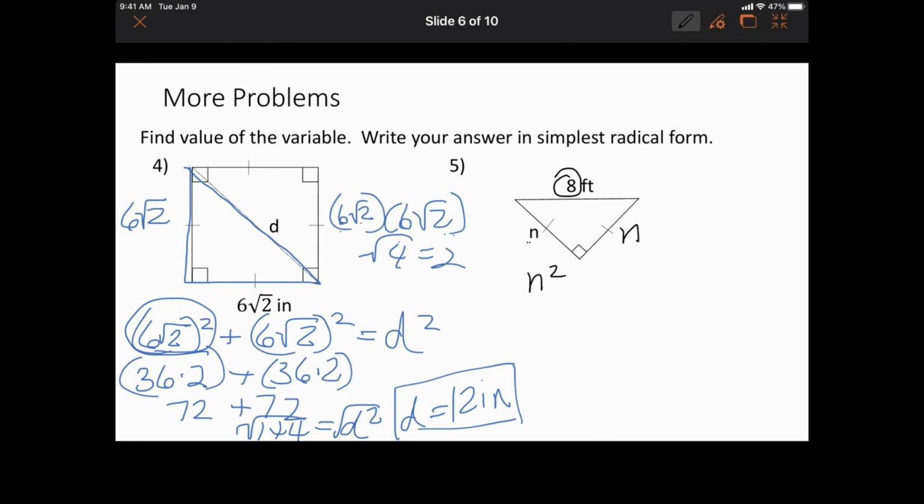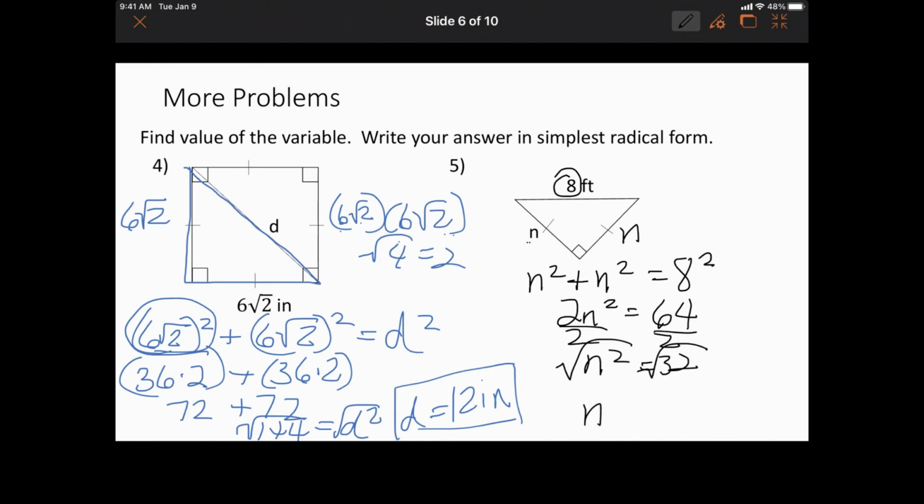So n squared plus n squared equals 8 squared. So 1 n squared plus another n squared is 2n squared equals 64. So you're going to divide by 2. So n squared equals 32. We're going to take the square root of that. Now 32 is 16 times 2, and the square root of 16 is 4, so it's 4 root 2, and we're in feet.